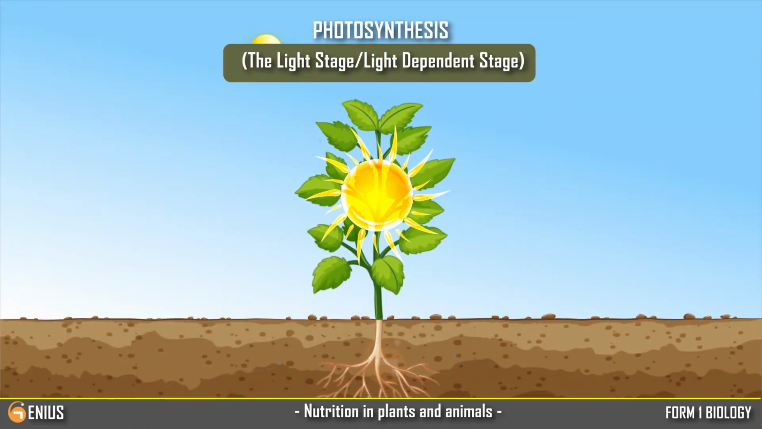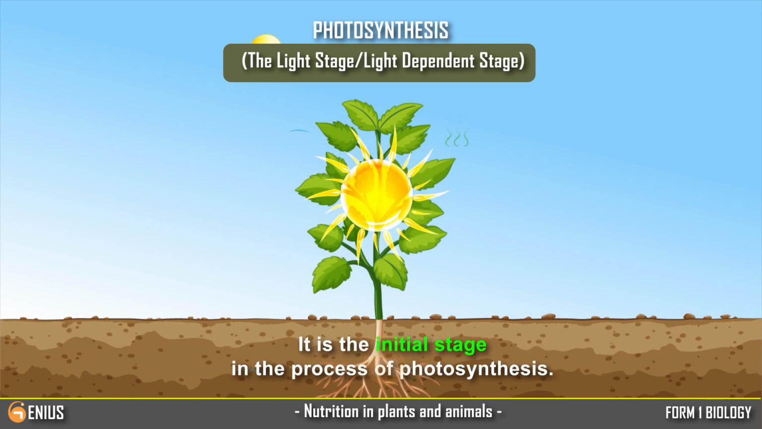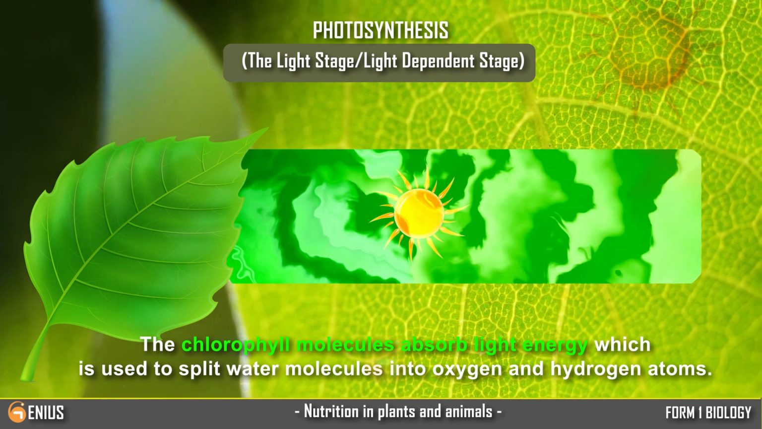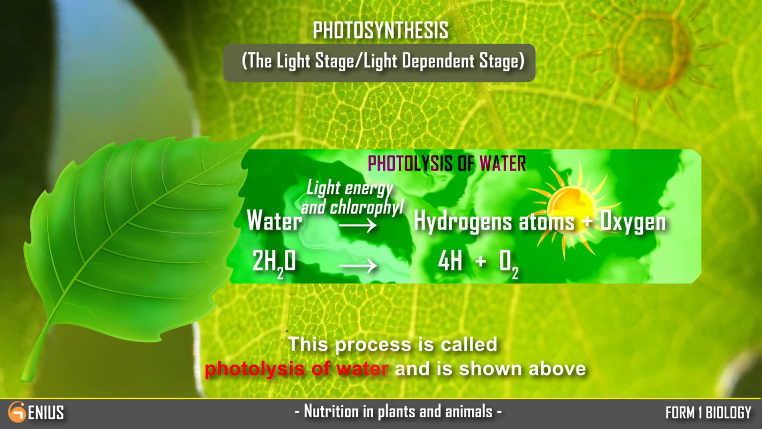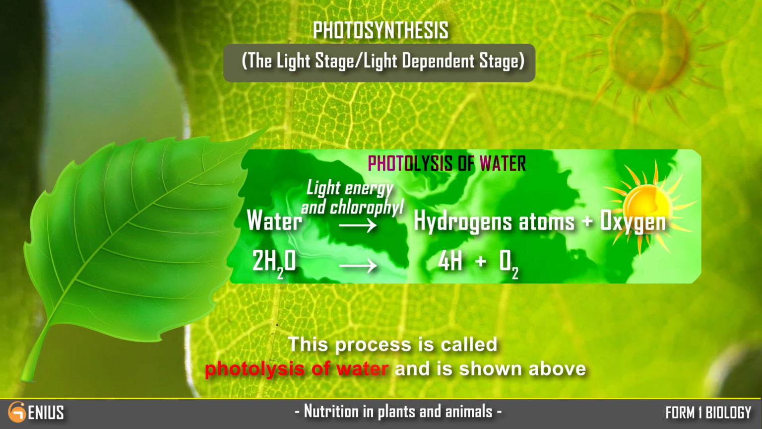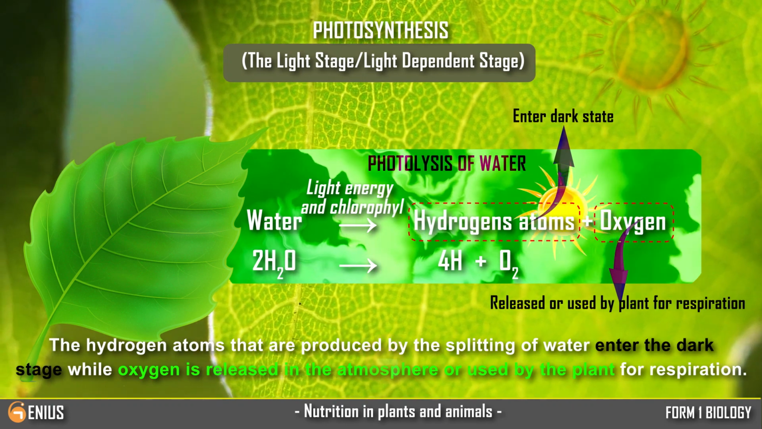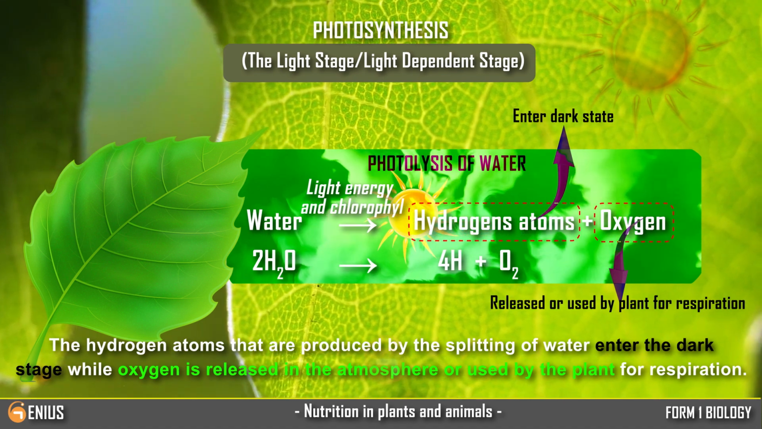The light stage. This is also called the light-dependent stage. It is the initial stage in the process of photosynthesis. The chlorophyll molecules absorb light energy, which is used to split water molecules into oxygen and hydrogen atoms. This process is called photolysis of water and is shown above. The hydrogen atoms that are produced by the splitting of water enter the dark stage, while oxygen is released in the atmosphere, or used by the plant for respiration.